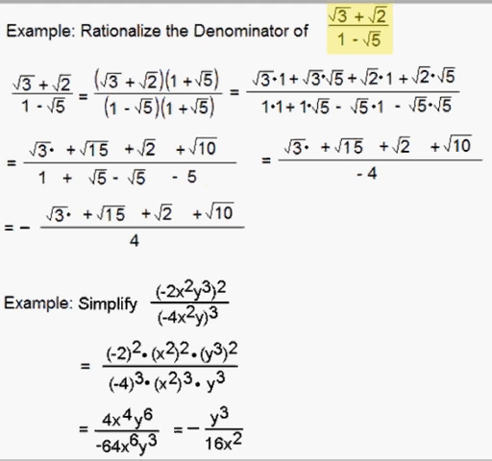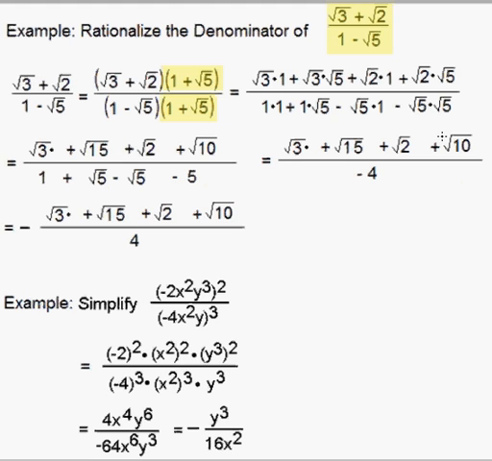As outlined in the other video, we do this by multiplying this fraction by the conjugate of the denominator over itself. Since 1 minus the square root of 5 is the denominator, its conjugate is 1 plus the square root of 5. So we multiply by 1 plus square root of 5 over 1 plus square root of 5. By doing this, we're really multiplying by 1. Now what we have to do is multiply out all the products. In other words, what's known as FOIL in the top and bottom.